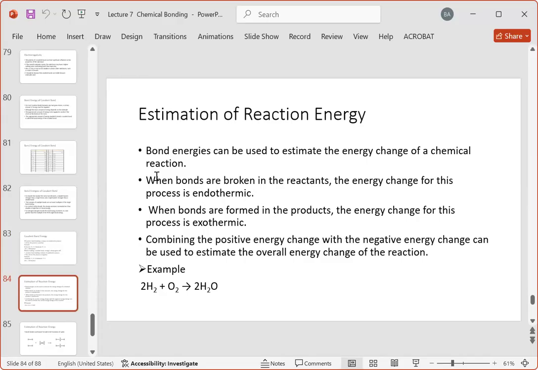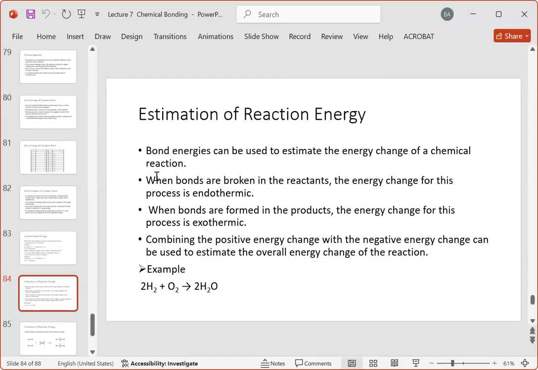So when bonds are broken in the reactants, the energy change for this process is endothermic. When bonds are formed in the product, the energy change for this process is exothermic. Combining the positive energy change with the negative energy change can be used to estimate the overall energy change of the reaction. The endothermic and exothermic processes that go on in the reaction can really tell us the net energy of the reaction.